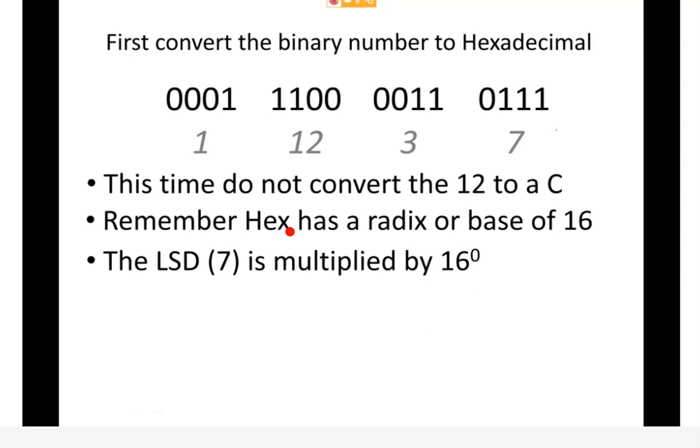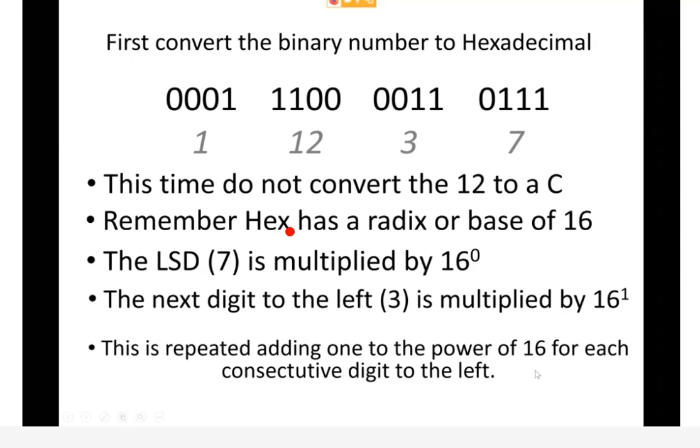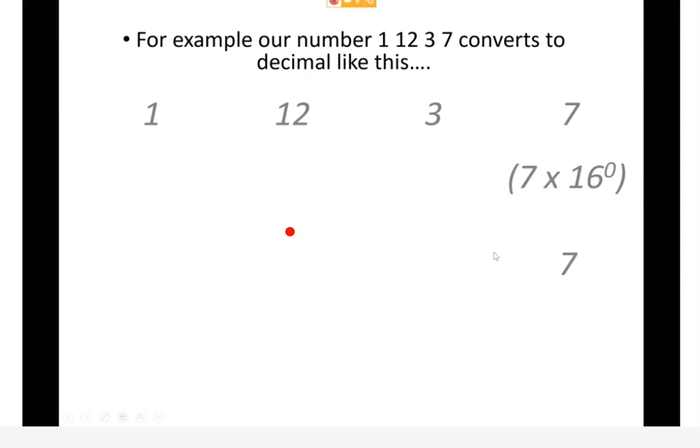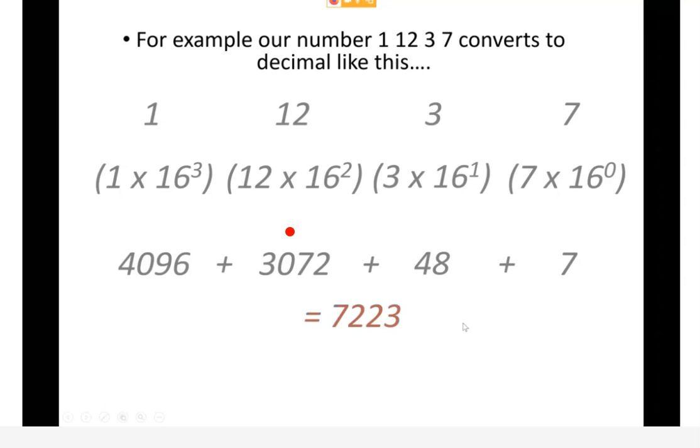So 16 to the 0, anything to the 0 is 1. Right, and then the next one over is going to be multiplied by 16 to the 1, and then 16 to the 2, and then 16 to the 3. And then you can add it straight up to get the total of 7223. So that's one way. The module shows you how to do it like that.